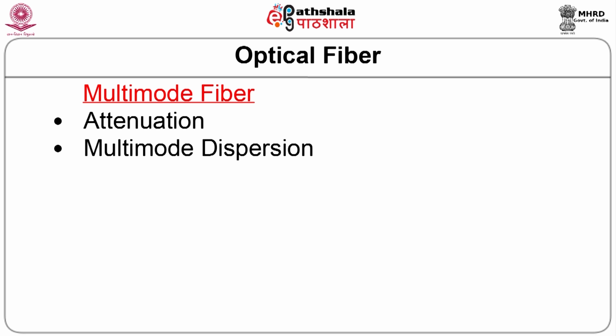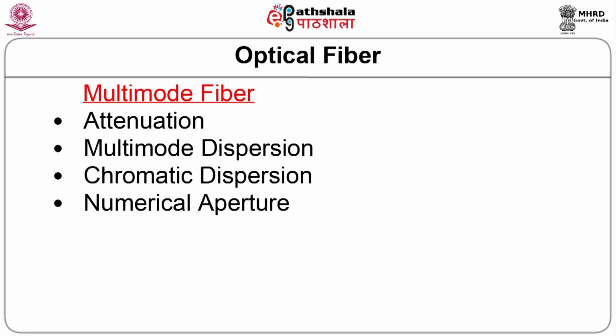Multimode dispersion, that is the broadening of the pulse when a pulse is transmitted through the multimode optical fiber. Chromatic dispersion, this dispersion is generally wavelength dependent. Numerical aperture, that is the light capturing ability of that particular fiber, and of course the last one, that is the core diameter. So what is the diameter of the core that decides whether it is a multimode fiber? So multimode means more rays can enter into the optical fibers.